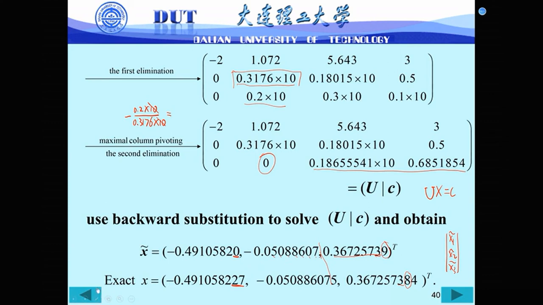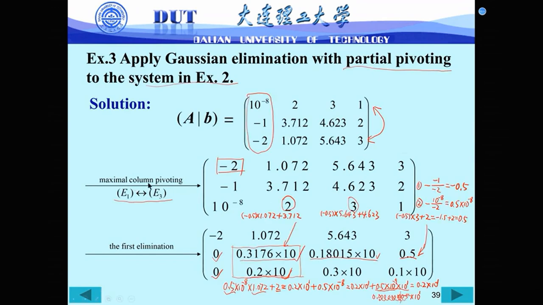It's okay for you? So we just need to add column pivoting before elimination. Then we improve Gaussian elimination. Are you clear? So this is the idea of this subsection.